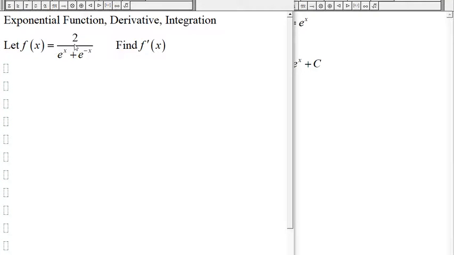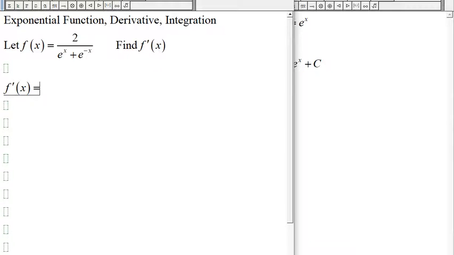We have the function 2 divided by e to the x plus e to the negative x, and we want to find the derivative. Notice that we have a quotient here, so we'll use the quotient rule to find the derivative.